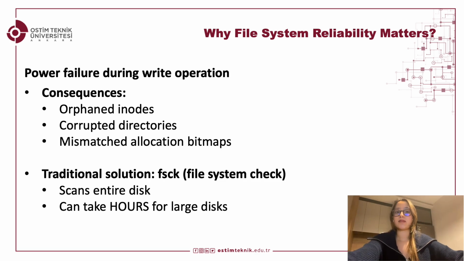What happens if power is lost during a file system write operation? When the operating system creates a file, it performs multiple disk writes, allocating an inode, updating the bitmap, creating a directory entry. If any operation is interrupted, the file system enters an inconsistent state.